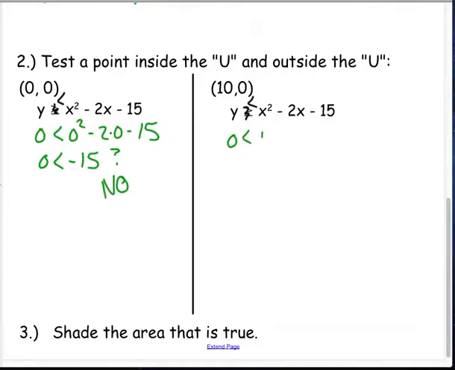Substitute 0 for y and 10 for x. 10 squared is 100. 100 minus 20 is 80. 80 minus 15 is 65. Is 0 less than 65? Yes. So we should shade outside the parabola this time.